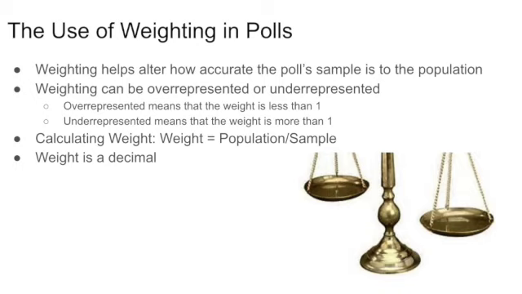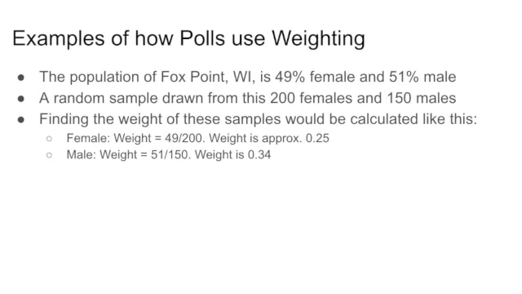Weighting helps alter how accurate the poll sample is to the population. Weighting can be overrepresented or underrepresented. Overrepresented means that the weight is less than 1, and underrepresented means that the weight is more than 1. Calculating weight is: weight equals population divided by sample. Weight is a decimal.